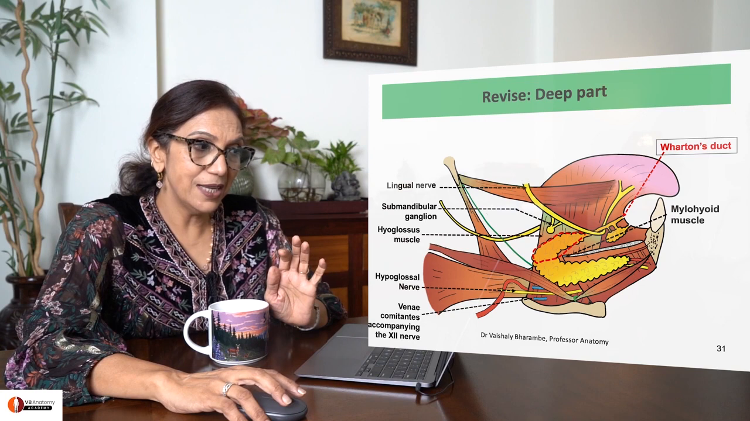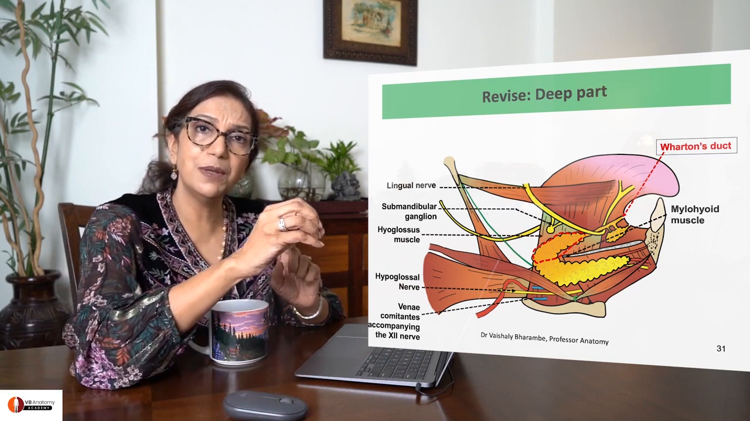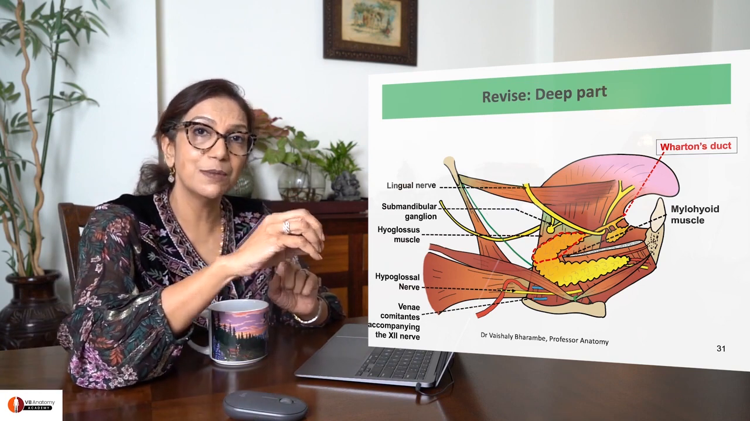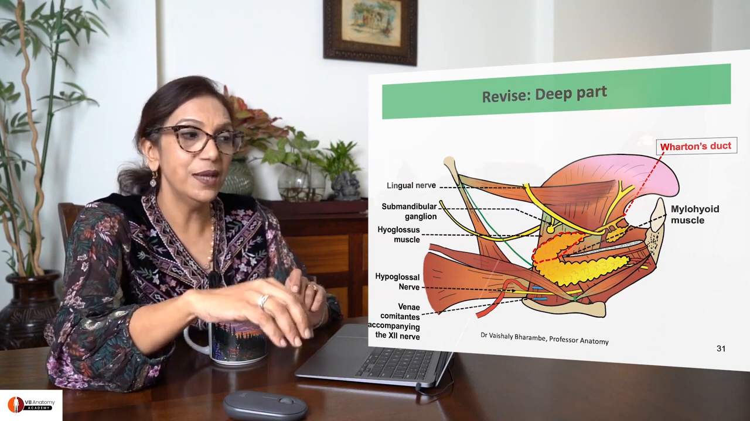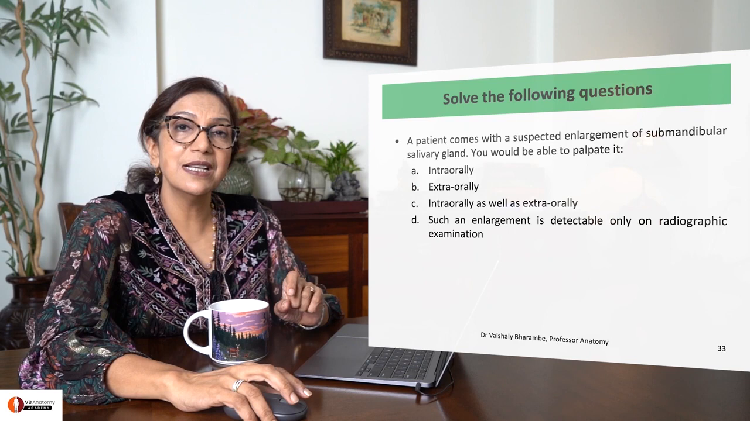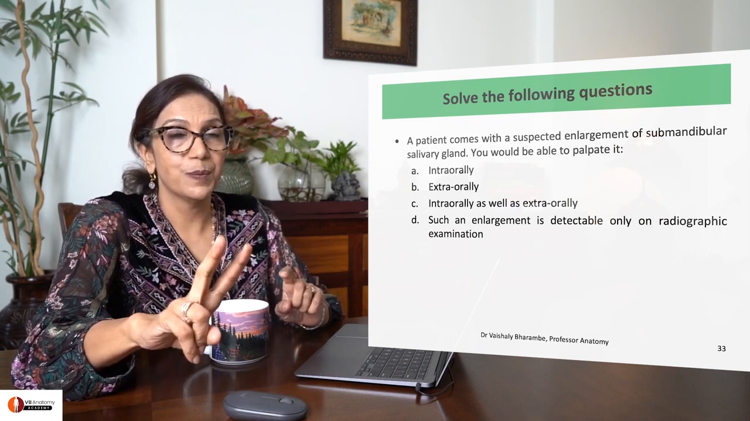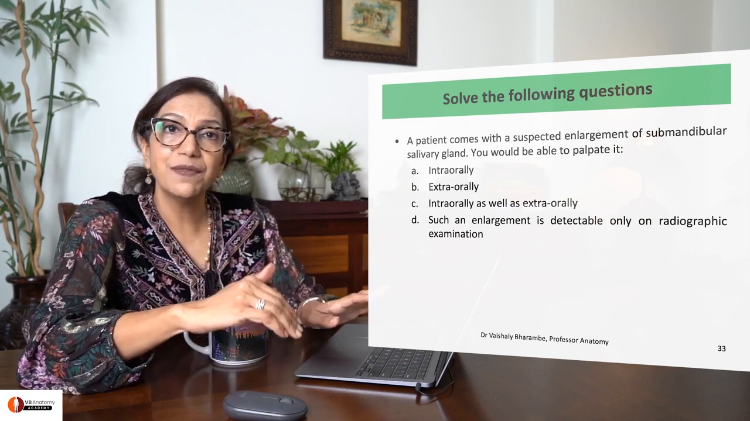But what I am seeing here is something is emerging from the deep part of the gland. That is my Wharton's duct or the submandibular duct. Okay, more about this will be discussed in my lecture 2. Let's now revise what we have learned.